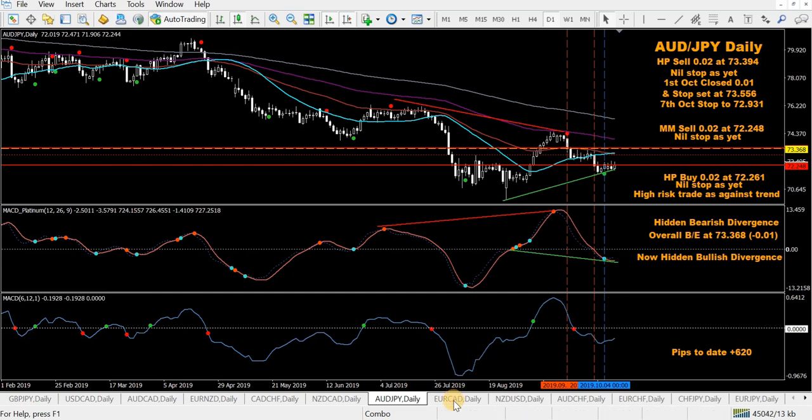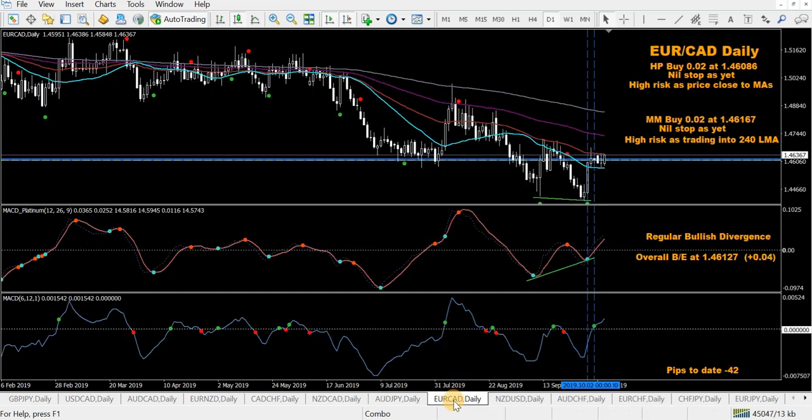That's the Aussie yen, euro CAD, two trades, HP buy and MMM buy. Overall break even with plus 0.04. It's hard to tell because both the buys are just about the same levels, which means the overall break even is smack bang between the middle of them, which in this case is just about on the point of entry for both trades. Price above, so we're looking all right. High risk trading, as you can see.